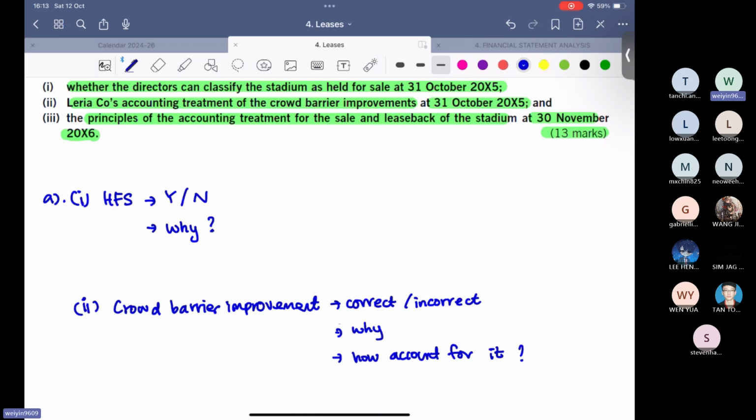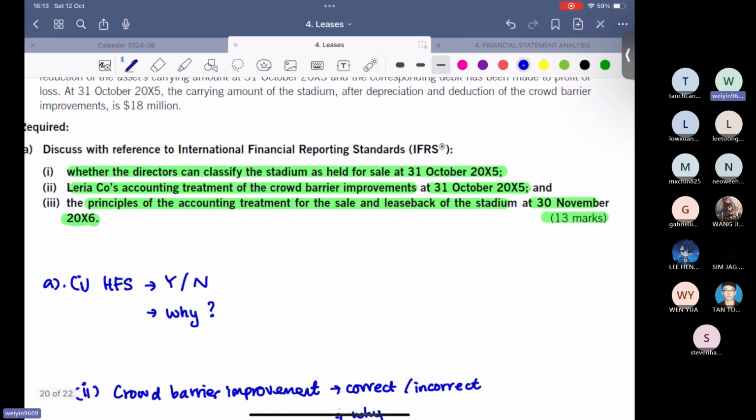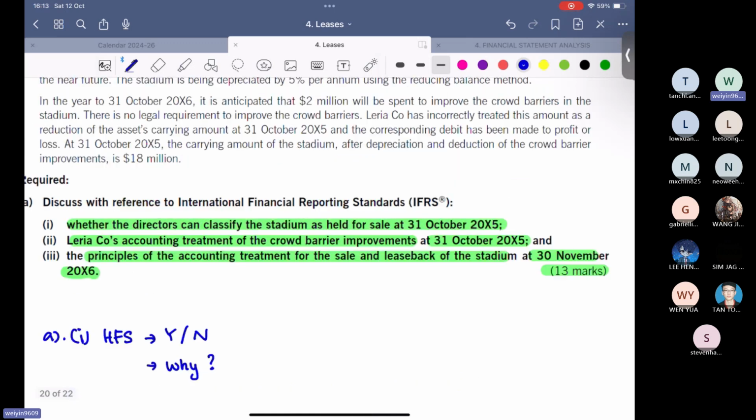If this is correct, of course, no adjustment, no need to reverse or revise the transactions. But if it's incorrect, then how are you going to account for it? And then see later on. So we go to these two first, because this one is on 31st October 20X5.